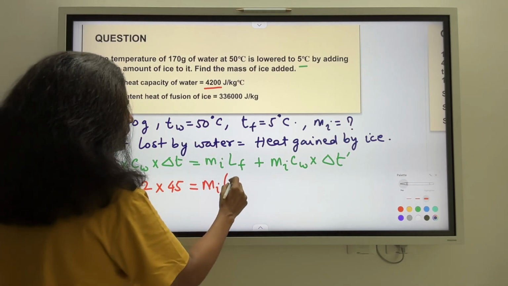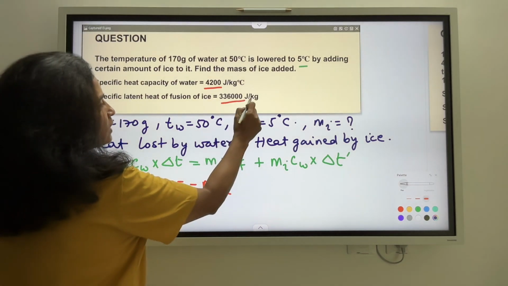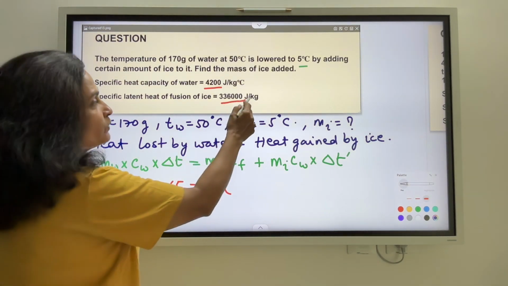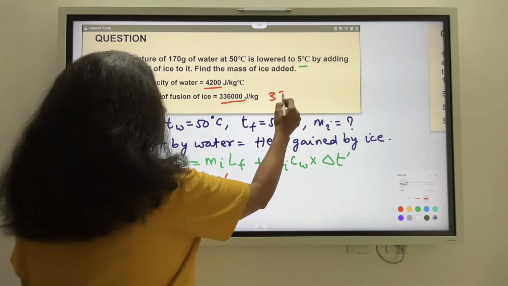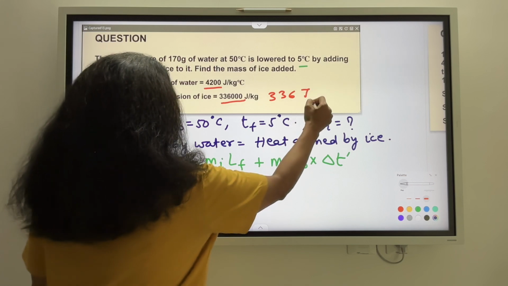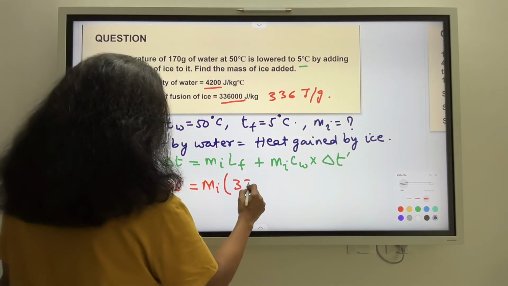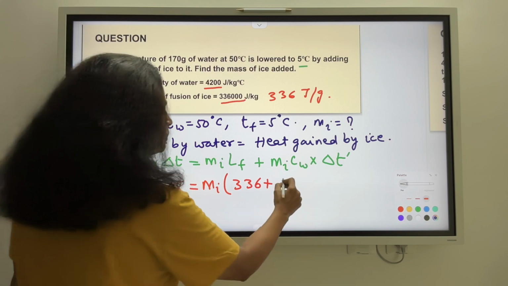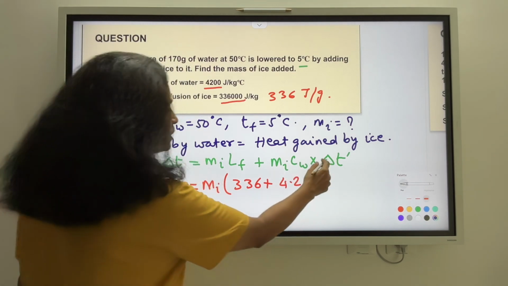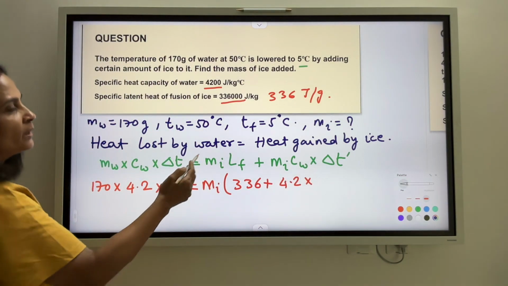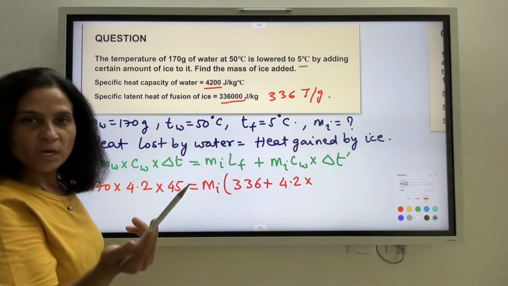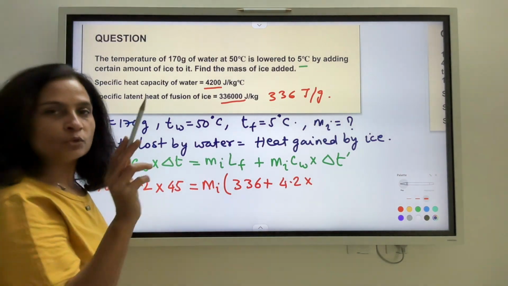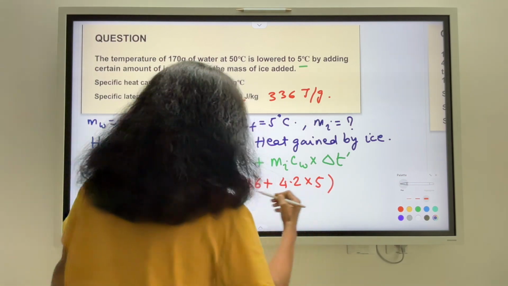Let's take this common. Latent heat of fusion. Now this is in joule per kilogram, I can write it as 336 joule per gram. So that can be used. And what about 4.2 into, what is the temperature change for water that has happened? For the ice, it has moved from 0 to 5 degree. So it is a 5 degree change only.